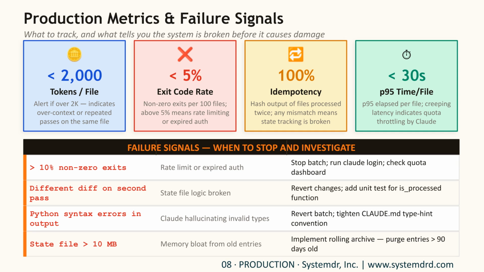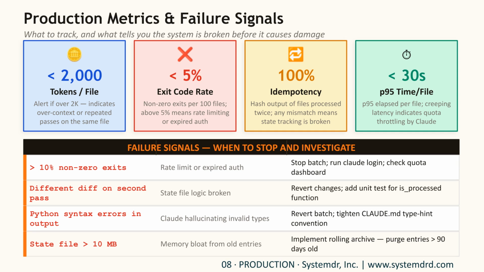P95 latency per file should stay under 30 seconds. A creeping P95, say 8 seconds one week, 15 seconds the next, is often the first sign of quota throttling. Claude is taking longer to respond because it is being rate limited, but not quite enough to trigger a non-zero exit. The failure signals table is your incident playbook.